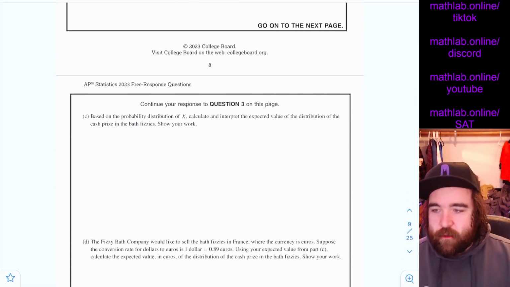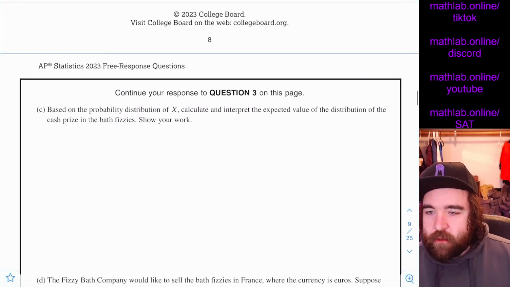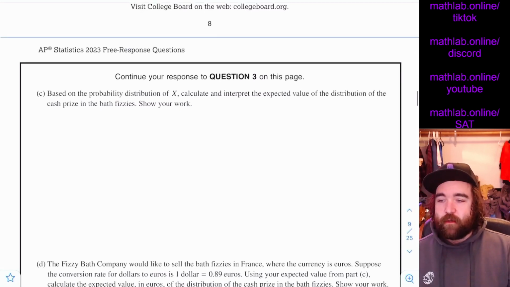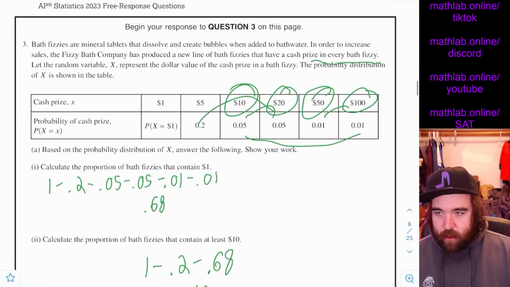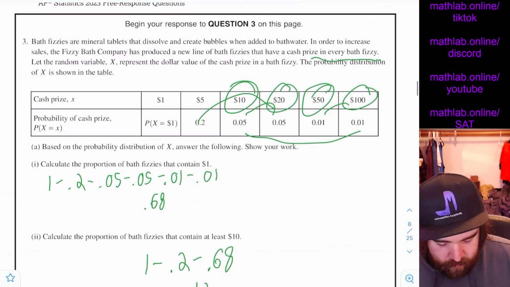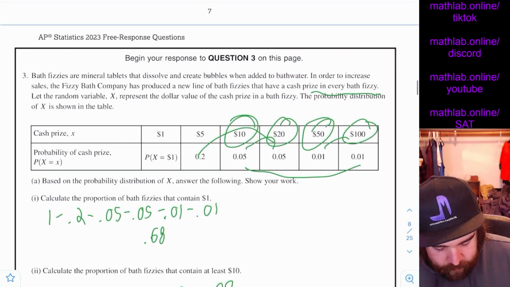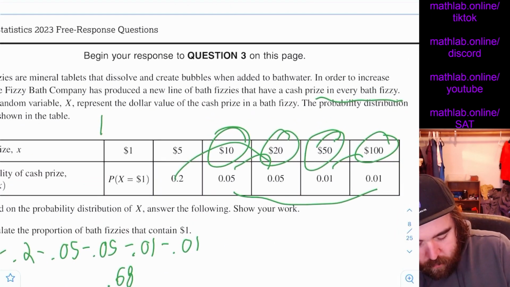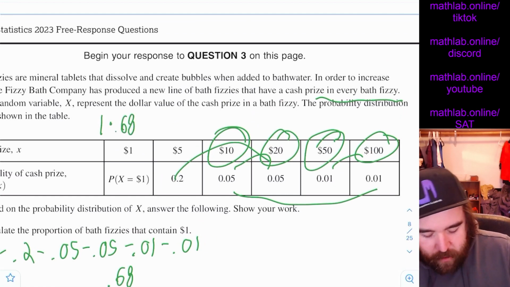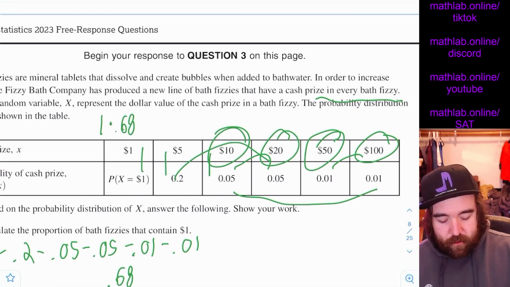Based on the probability distribution of x, calculate and interpret the expected value of the distribution. Yeah, this is what I knew was going to be fun. So we'll show work as well, unfortunately. We'll write it right here, though. So we'll do 1 times 0.68. Here we just do all these multiplications.